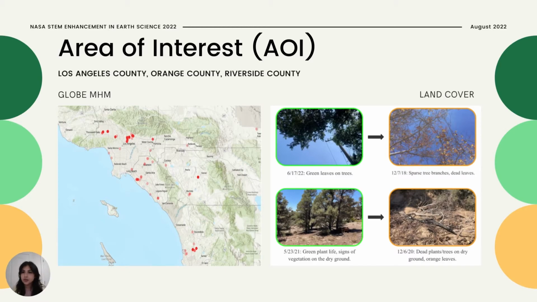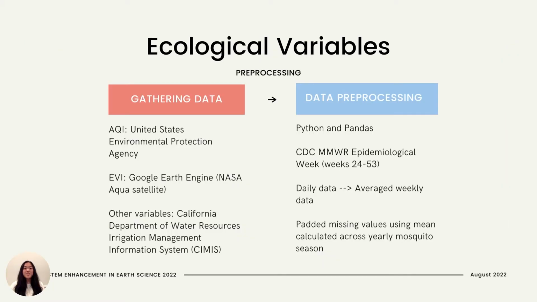Furthermore, the Globe land cover observations in our AOI revealed variable vegetation throughout the mosquito season, providing ecological patterns we could use to predict West Nile virus infections. We decided to include humidity, temperature, precipitation, wind speed, AQI, and EVI in our ecological input. We averaged this daily data into weekly data that aligns with the CDC's MMWR epidemiological week structure. We padded missing values in our time series using means calculated across each year's mosquito season.